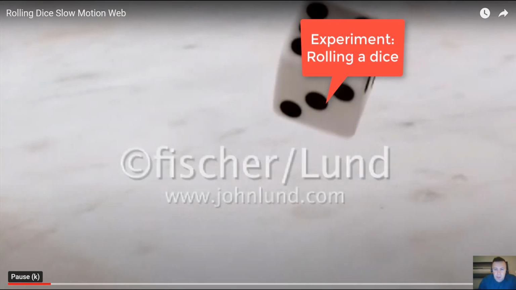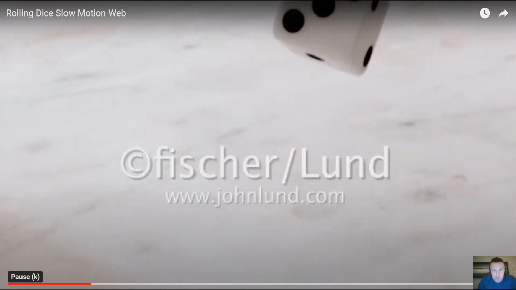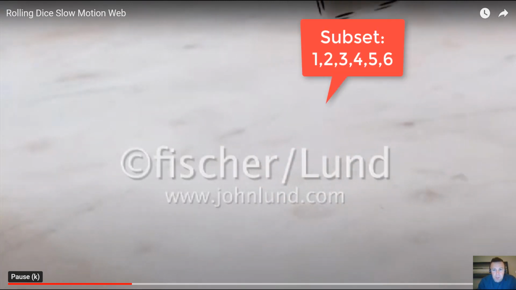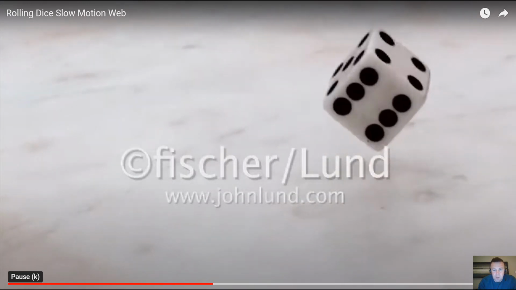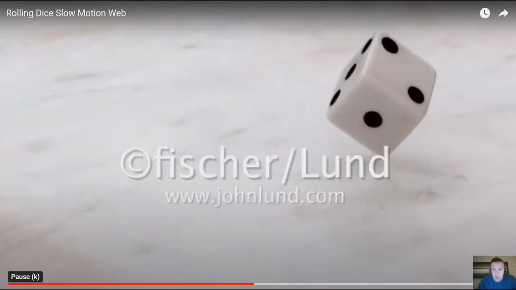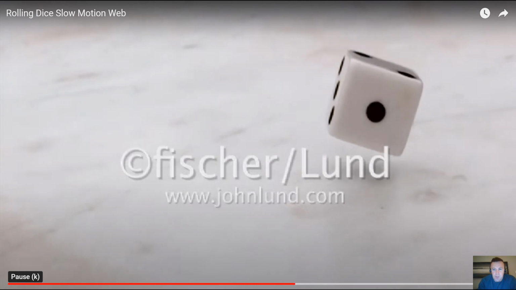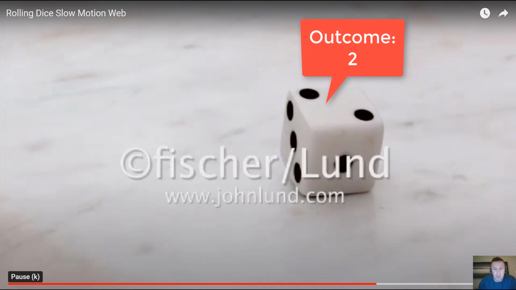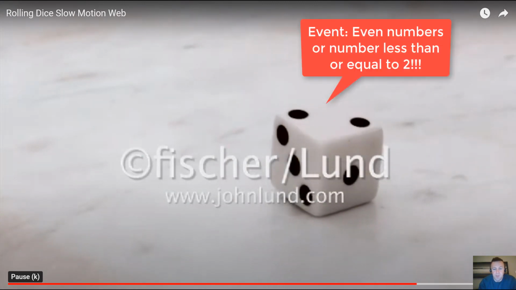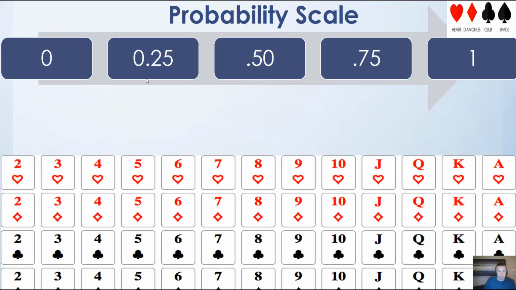The best way to explain this now is by watching a dice being thrown. So the probability experiment here is rolling the dice. The sample space is the numbers 1, 2, 3, 4, 5, and 6. And the outcome is a 2. And the event then could be even numbers, 2, 4, and 6, 2 in this case.